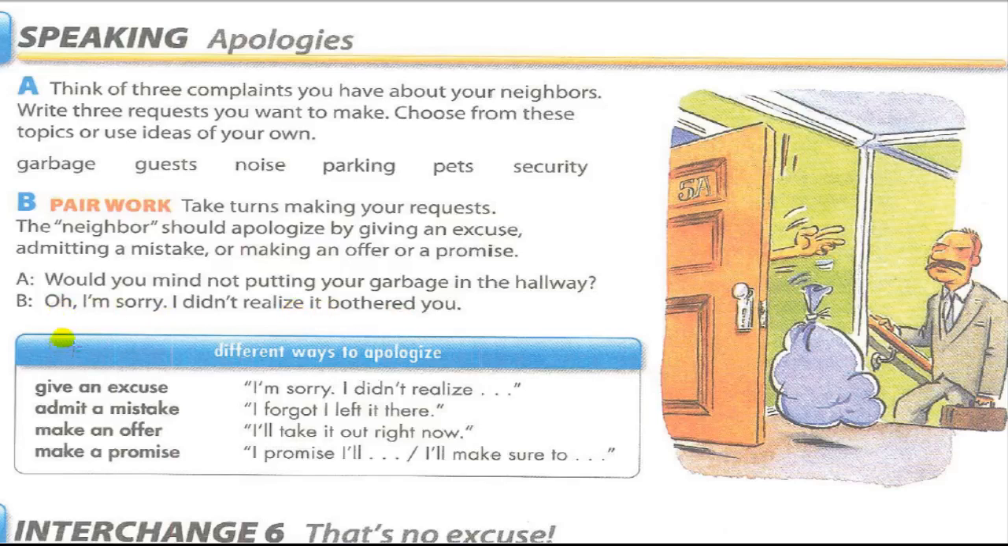When B answers, you can apologize in different ways. Apologize: say sorry, I'm so sorry. Give an excuse: I'm sorry, I didn't realize. Admit a mistake: I forgot. I left it there. Make an offer: I'll take it out right now. Make a promise: I promise I'll. I promise I'll make sure to.